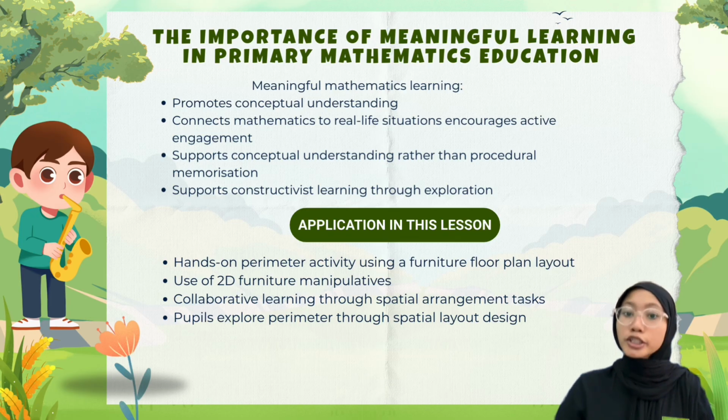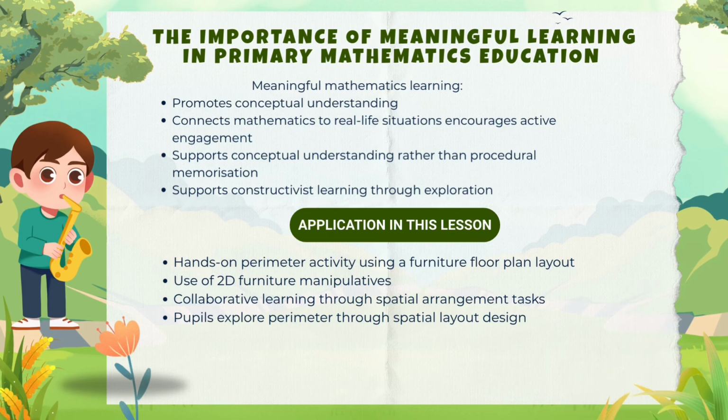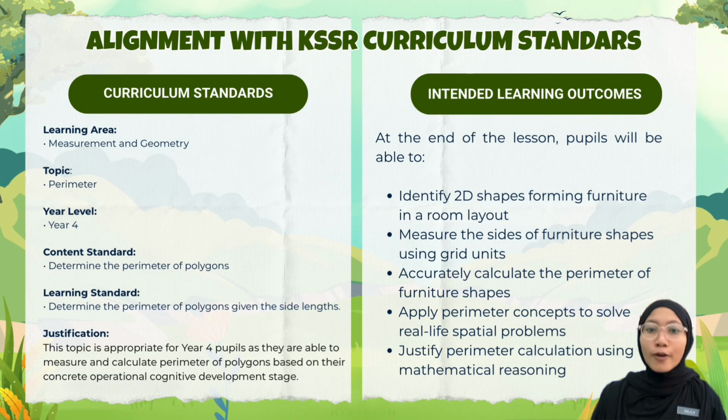Overall, this lesson shows how meaningful learning makes mathematics more engaging, practical, and conceptually understandable for pupils. Next, I will explain how this lesson is aligned with the KSSR Mathematics Curriculum Standard. This lesson is under the learning area of measurement and geometry, which focuses on developing pupils' understanding of measurement concepts and geometric properties. The topic selected is perimeter, which is part of the Year 4 mathematics syllabus.